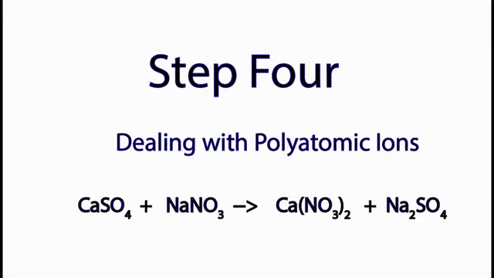Sometimes we'll have equations that look downright scary. Yikes. But if we have a polyatomic ion on both sides, like the SO4 or the NO3, then we can consider that ion to be just one thing. Let's see how that works.